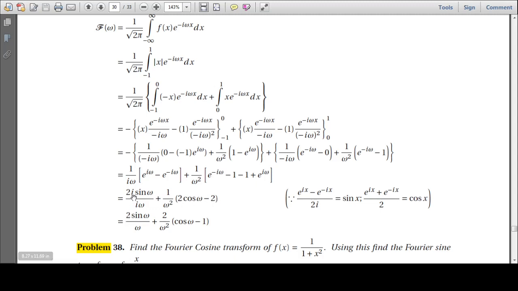On simplification, we get this as 2 sin omega by omega plus 2 by omega square into cos omega minus 1. So we got this integration like this. So the final answer is 1 by root of 2 pi into this expression: 1 by root of 2 pi into 2 sin omega by omega plus 2 by omega square into cos omega minus 1. Once again, I repeat the result: 1 by root of 2 pi into 2 sin omega by omega plus 2 by omega square into cos omega minus 1.